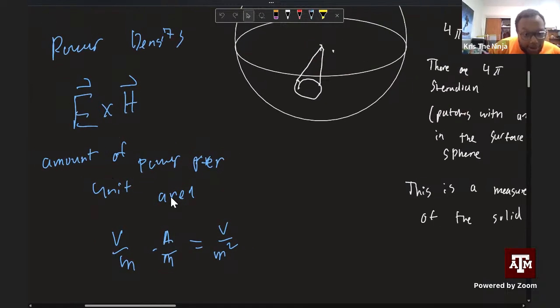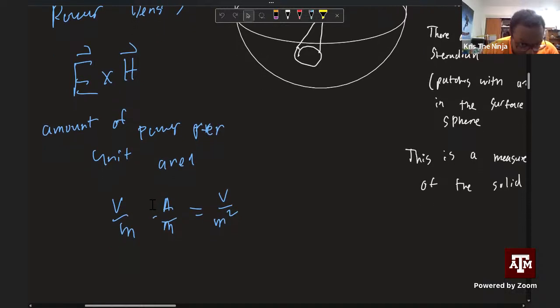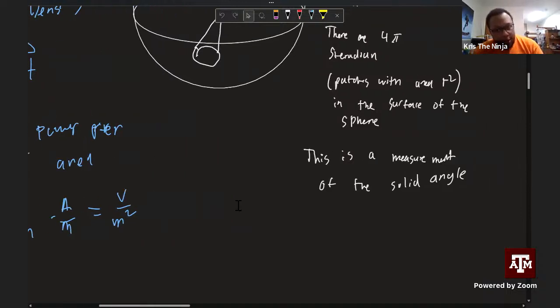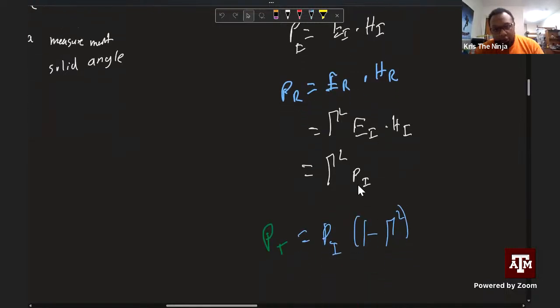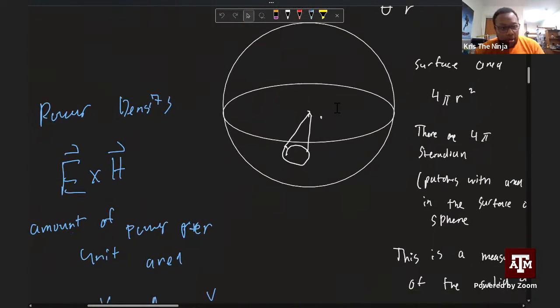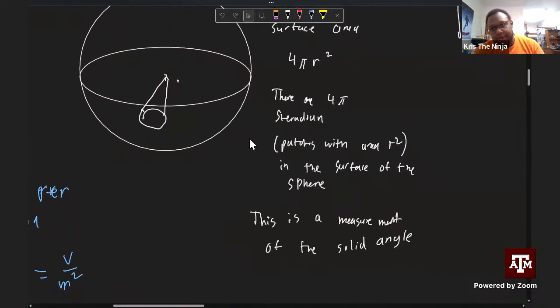So power density is the amount of power, in watts, per unit area. That ends up being volts per meter times amps per meter, which is volts per meter squared. That's the same thing as this over here. You see how this is ER times HR, and this is E times H. That's the same thing, basically.